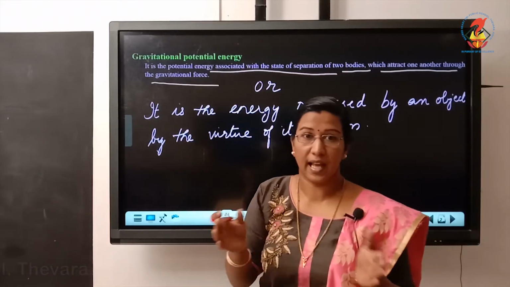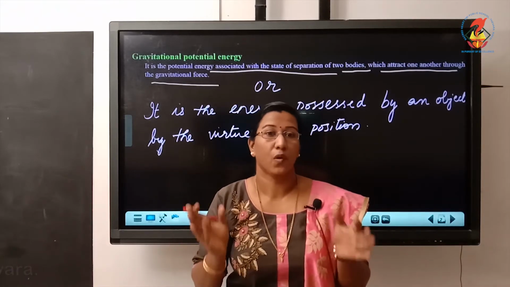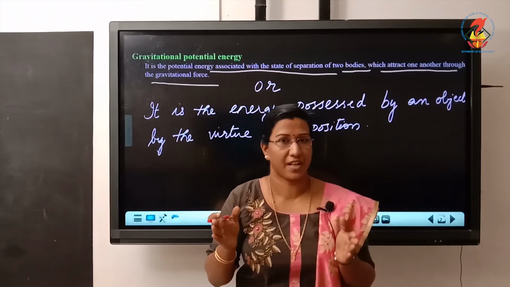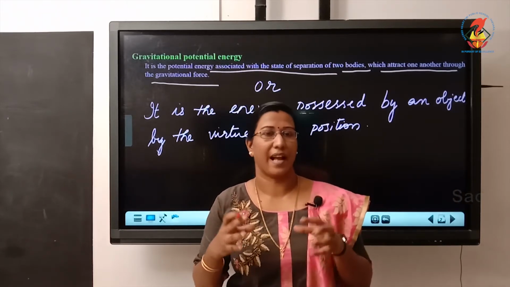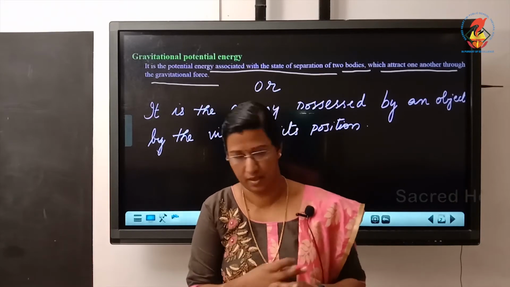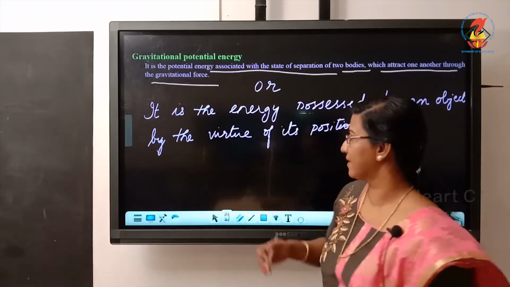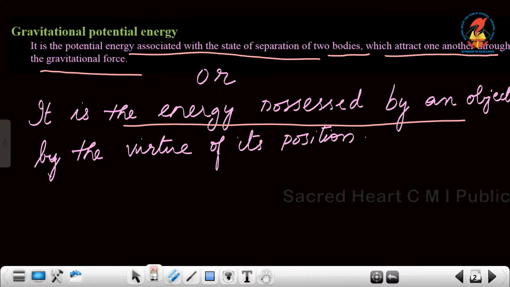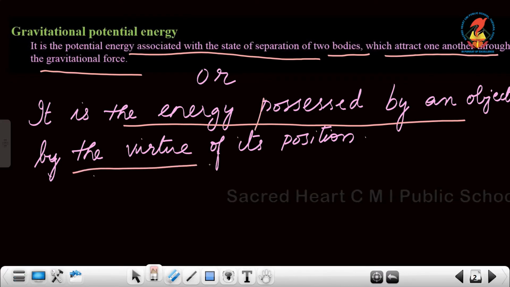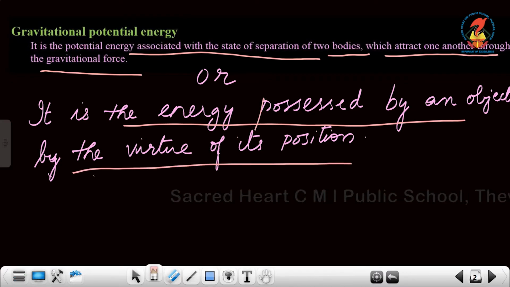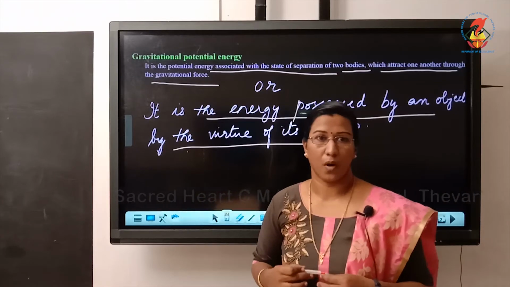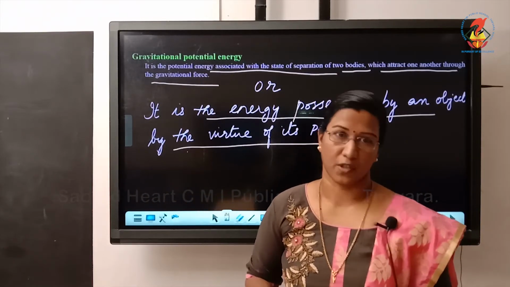Two bodies are separated from each other and the force acting between them is gravitational force. The energy stored in it is gravitational potential energy. Or in simple words, we can say it is the energy possessed by a body by virtue of its position.